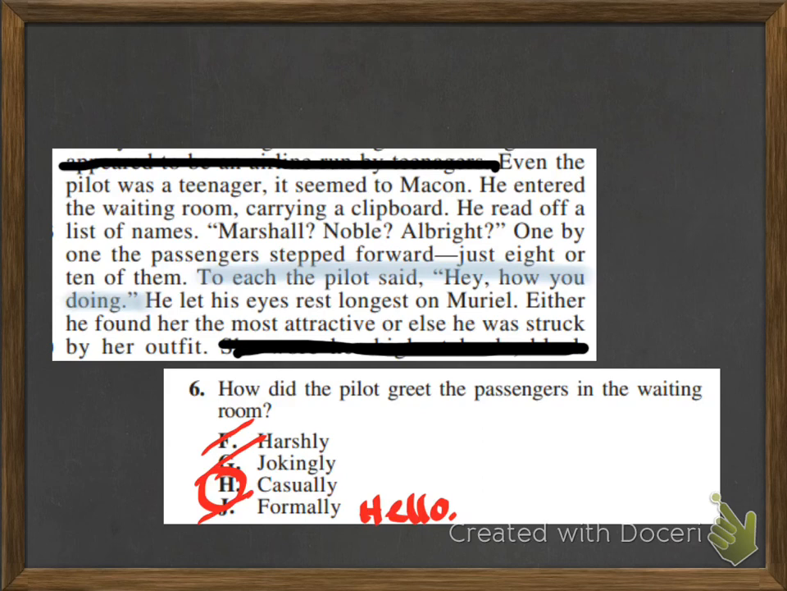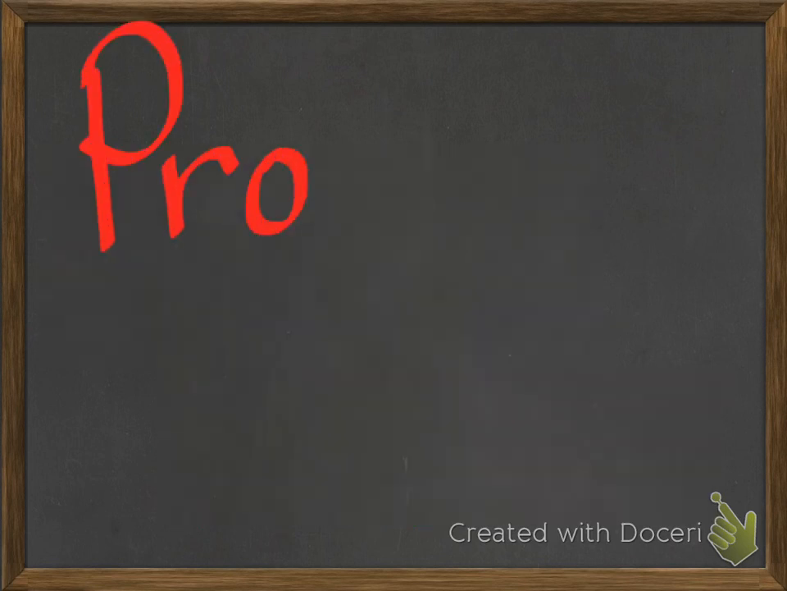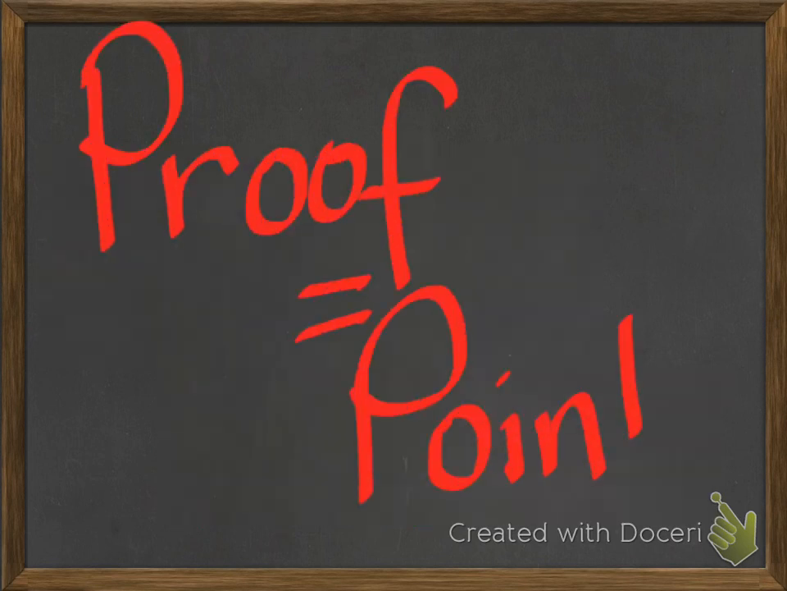So now that we've reviewed what the process of elimination is, I need you to understand something. On your next couple of tests, you need to remember in the back of your mind that proof equals points. I need to see proof on your written tests that you understand and are actively using the process of elimination. No proof of process of elimination, no points. Hope this was helpful. Now, take your test.